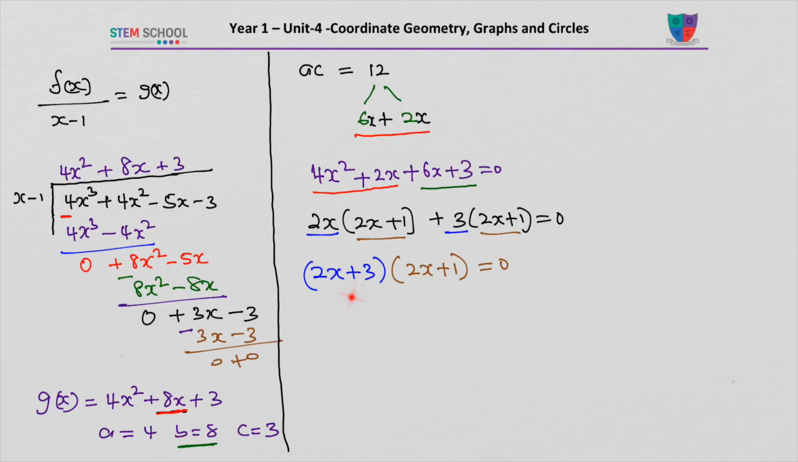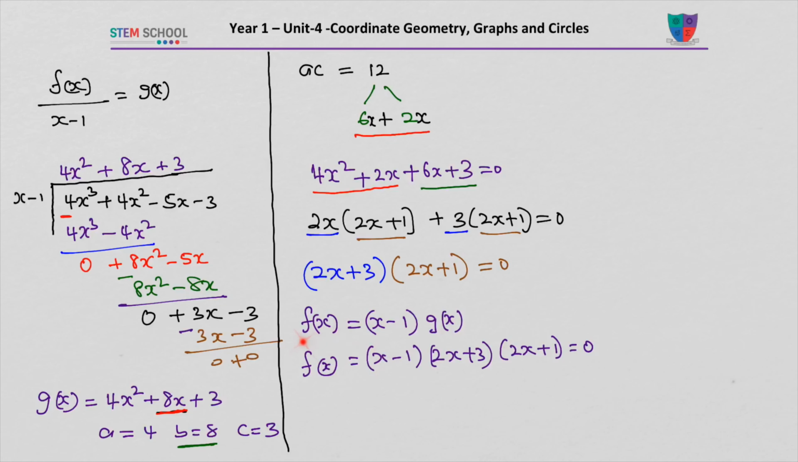So I need to set this to 0 and set that to 0 to get the roots. These are the factors. So this is one factor, the second factor, and the third factor. So you can see from the factor theorem, f of x equals x minus 1 is one factor, because that's why we use it to divide, times g of x, the quotient. Now I found the factors of g of x. So now you can see f of x equals x minus 1, 2x plus 3, and 2x plus 1, all equal to 0.